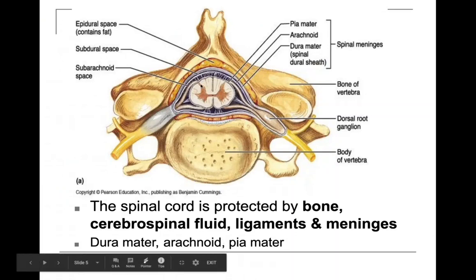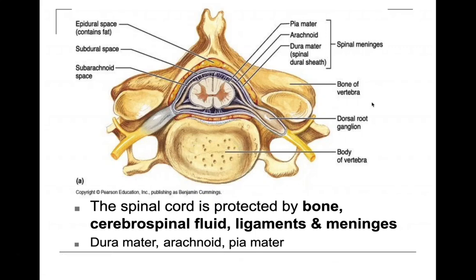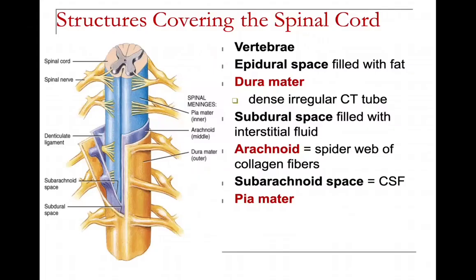So here you can see where there is the spinal cord on the inside. It's protected by bone. There's also cerebral spinal fluid, ligaments, and meninges. With the meninges, you've got the three layers, the dura mater, arachnoid mater, and pia mater.